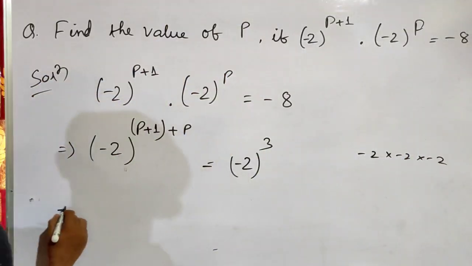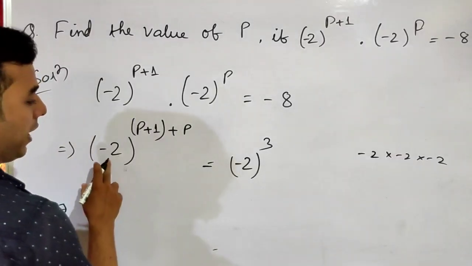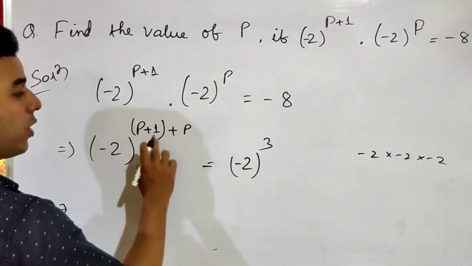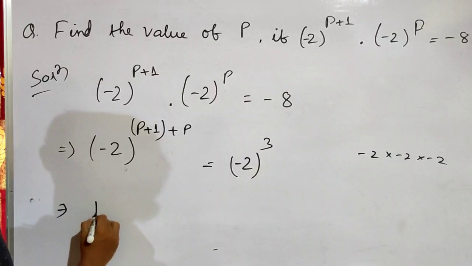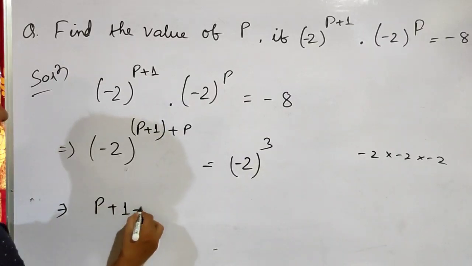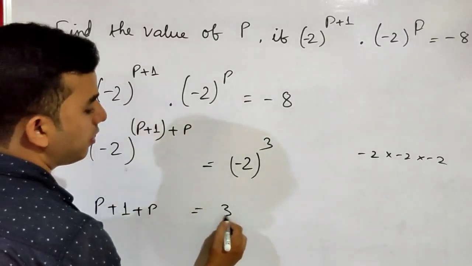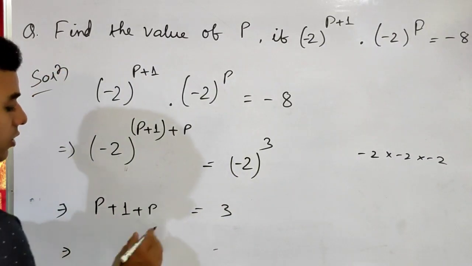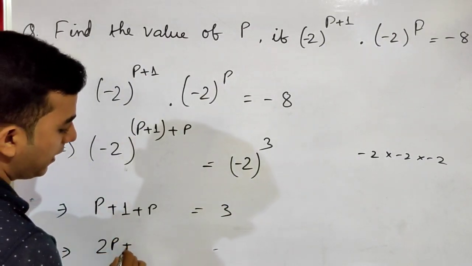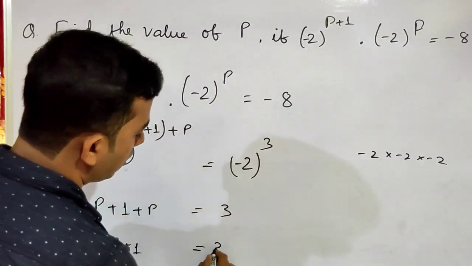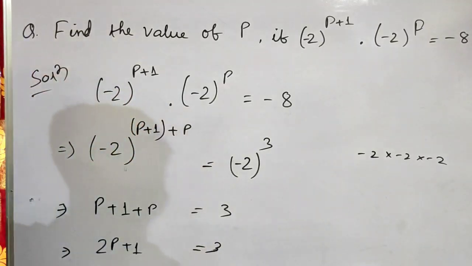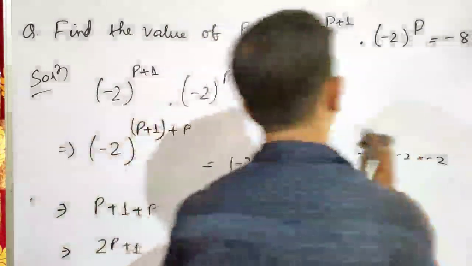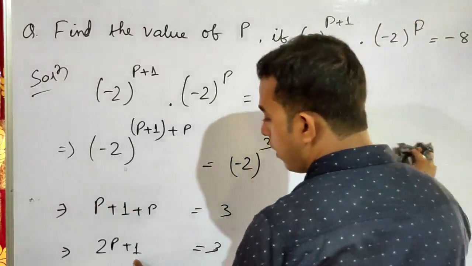Clear? Now look, the base is the same, isn't it? -2, -2, and in the middle we also have equals. That means the powers are also the same. So p plus 1 plus p equals 3. So 2p plus 1 equals 3. Now we have to find out the value of p, isn't it?